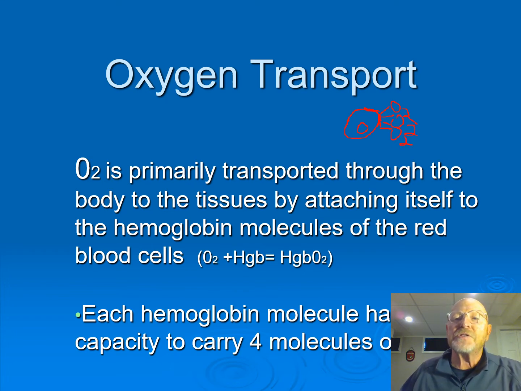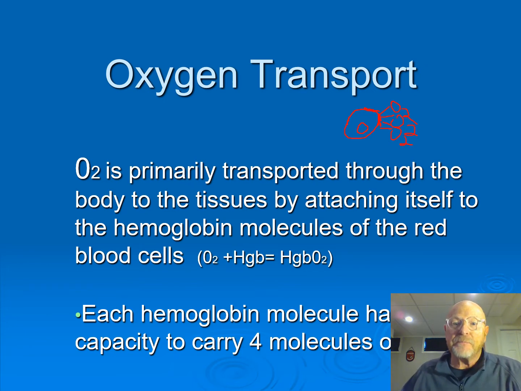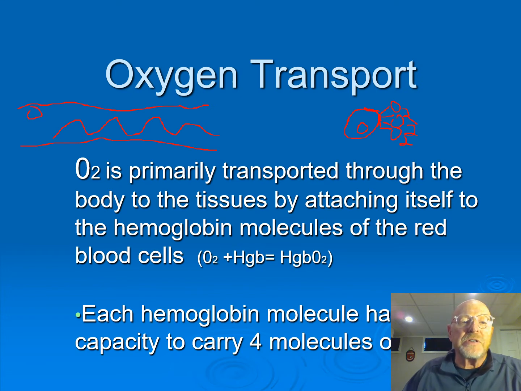We can actually measure the approximate percentage of available receptor sites that are bound with oxygen, and that is our O2 saturation monitor. The second way that oxygen is transported in the body is, let's say this is my vasculature. The oxygen that is not bound to the hemoglobin dissolves into the plasma. That oxygen is going to dissolve into the blood plasma.